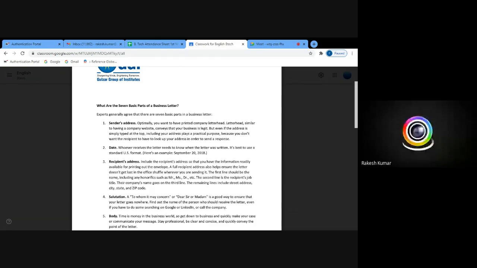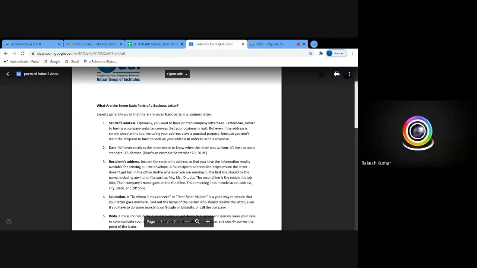They're saying optimally you want to have printed company letterhead, as I've said that letterhead similarly to having a company website conveys that your business is legit. But even if the address is simply typed at the top, including your address plays a practical purpose because you don't want the recipient to have to look up your address in order to send a response. So basically what they are saying, like if you have a letterhead, you need not to write down.